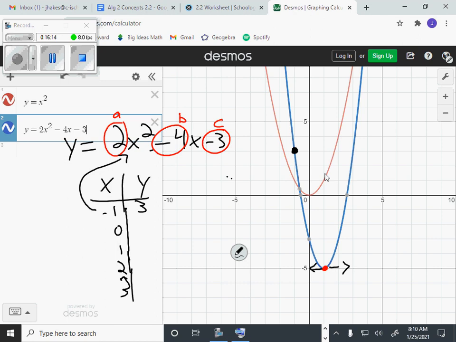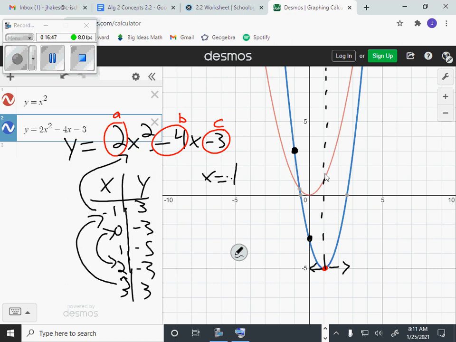When x is 0, it'll be 0 minus 0 minus 3, which is -3. So 0, -3, which is good. When I'm at 1, we already found our vertex, we're at 1, -5. And then my axis of symmetry, x equals 1. So when we're at 2, we should know that 2 and 0 have the same y value, -3. We should know that 3 and -1 have the same y value, which is 3. So at 2, we're at -3. There's our graph.